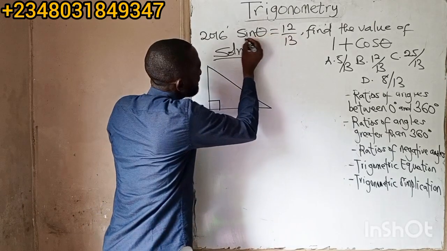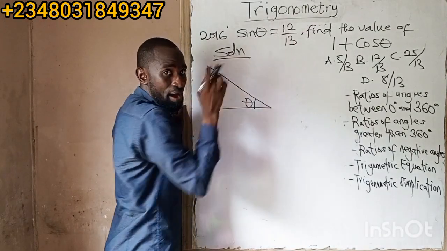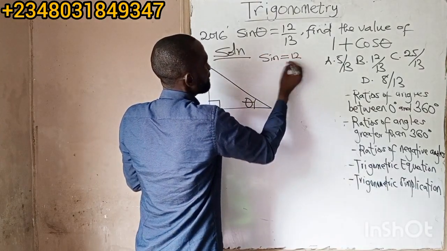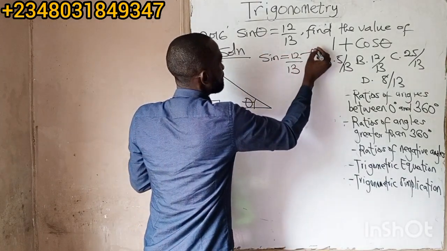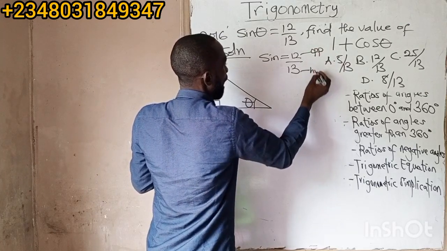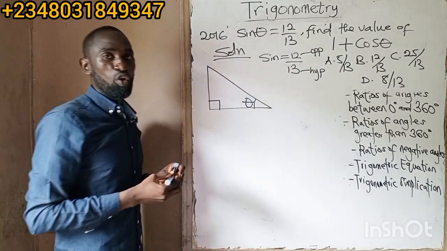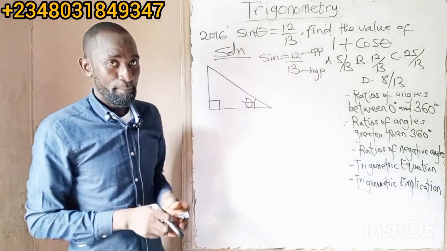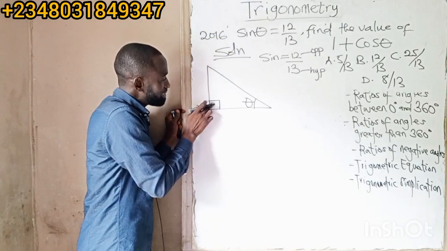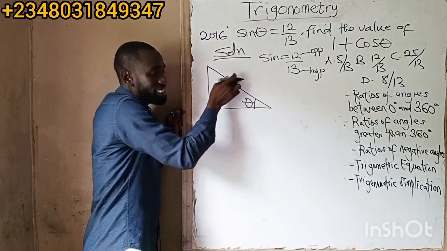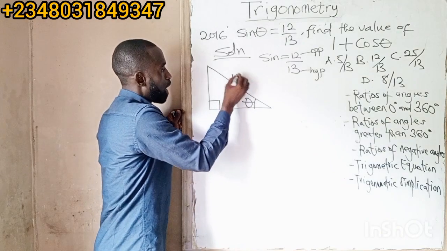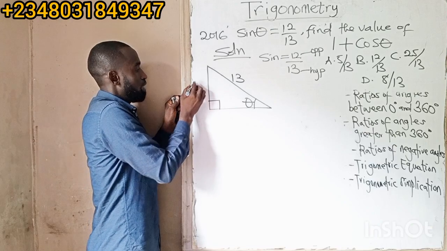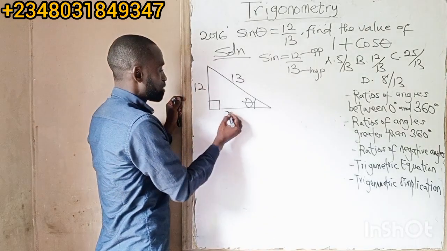What is sine? Sine is opposite all over hypotenuse. So it means sine is 12 over 13. What's the meaning? This is the opposite, and this is the hypotenuse, because sine is opposite all over hypotenuse. So it means our 12 is the opposite and 13 is the hypotenuse side. Where is 13 here? The side that faces the angle 90 is the hypotenuse, so I'll put 13 here. Then the side that faces the given angle is the opposite. I'll put 12 here. So I need this side, because I call it s.